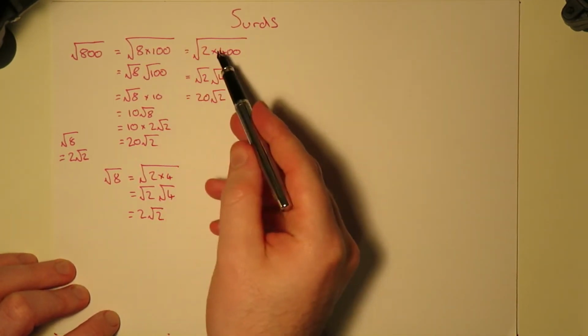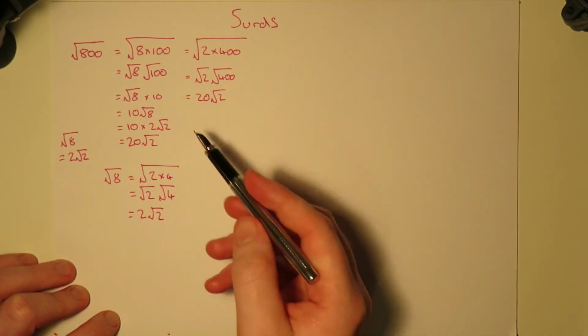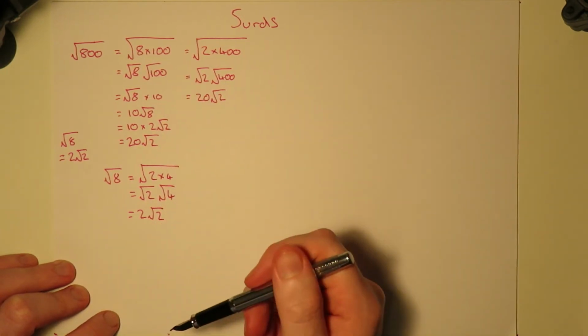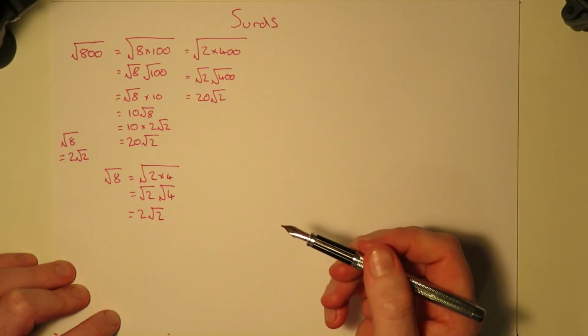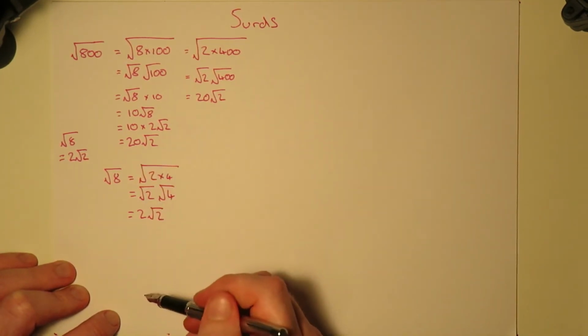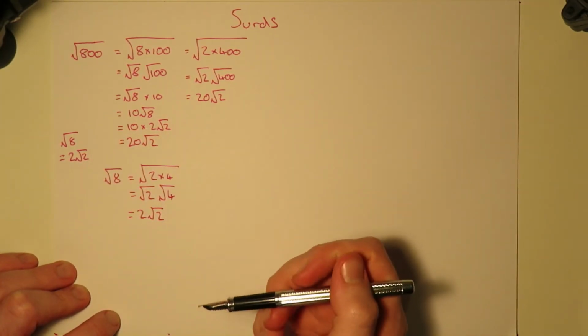So it doesn't matter what approach you take. And obviously you could have done 32 times 25 as well. That would have worked. Again, though, it would have been more steps. Eventually, though, you would have got the answer. 20 root 2 is equivalent to root 800.